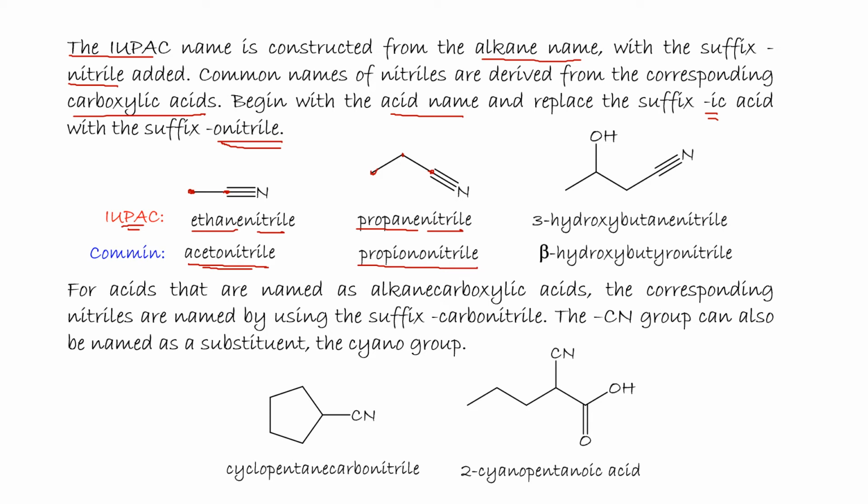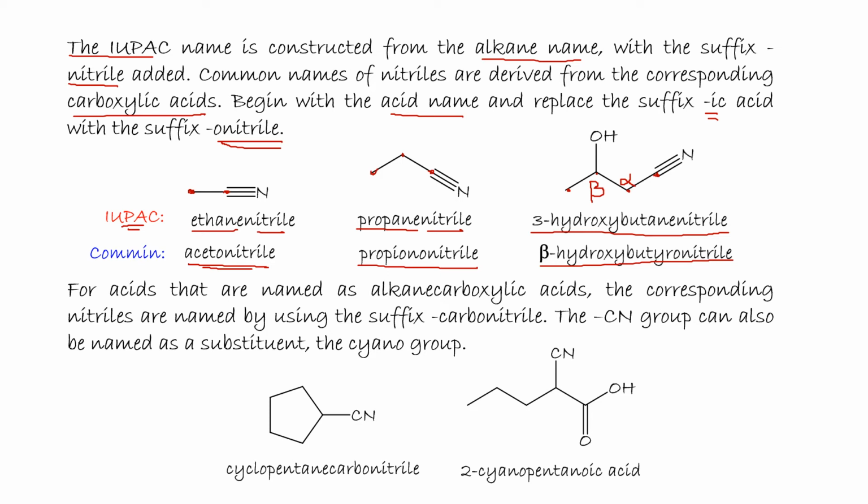We have here 1, 2, 3, 4 carbons, right? That will be 3-hydroxybutanenitrile. For the common name, here is alpha, here is beta, that's beta-hydroxybutyronitrile.